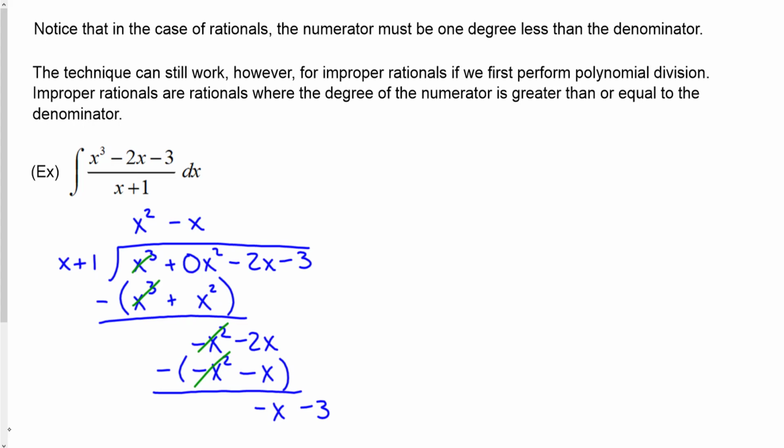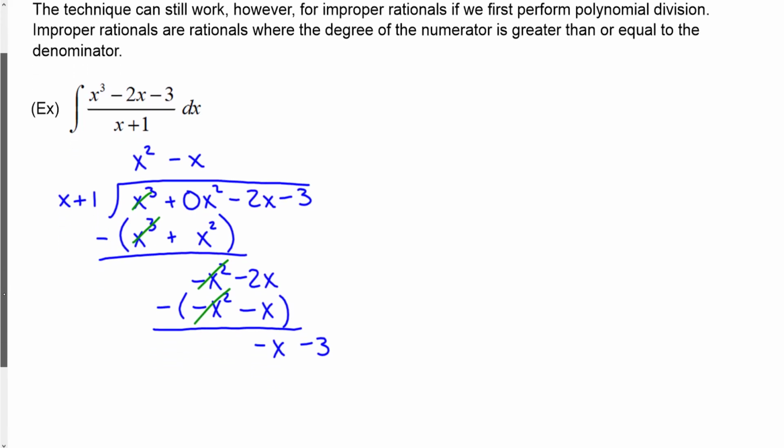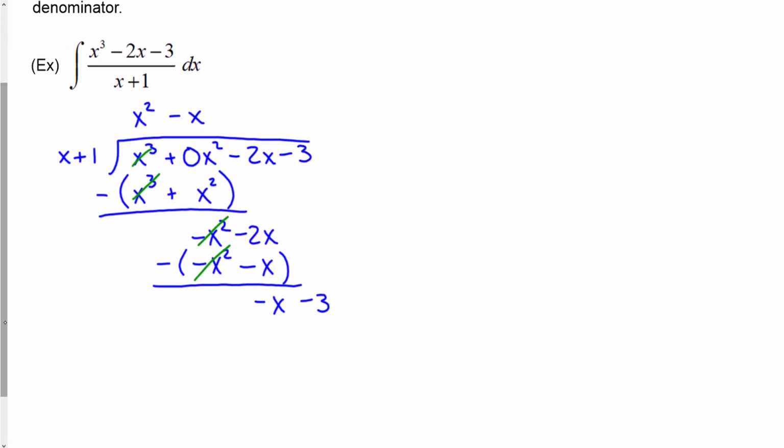Okay, we're still continuing. So what can I multiply x by to get negative x? Well, negative 1. Negative 1 times x is negative x. Negative 1 times 1 is negative 1. We subtract here. The negative x's cancel this time, and I have negative 3 minus negative 1, which would be negative 3 plus 1, or negative 2.